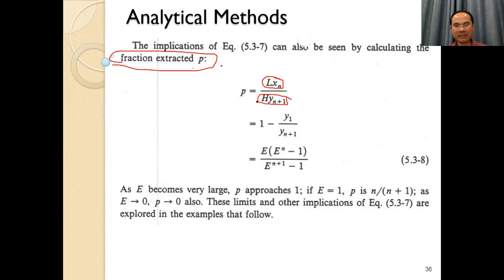And then you can rearrange this. You can substitute xn, you can substitute yn plus 1, you get P equal to 1 minus yn divided by yn plus 1. Or you can display in this term. For that case, if E becomes very large, P approaches 0. That means you can separate all amount of the solute from the aqueous phase. If E equal to 1, P is maybe n divided by n plus 1. If E approaches 0, P approaches 0. It's low value or low efficiency to remove.